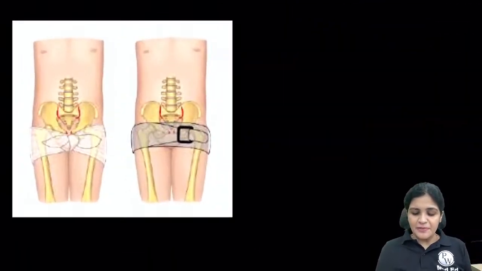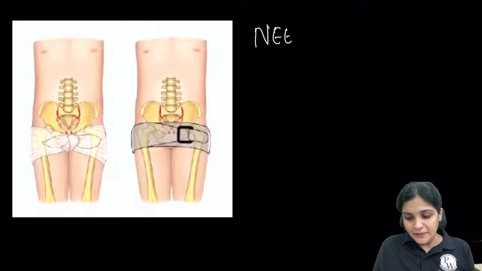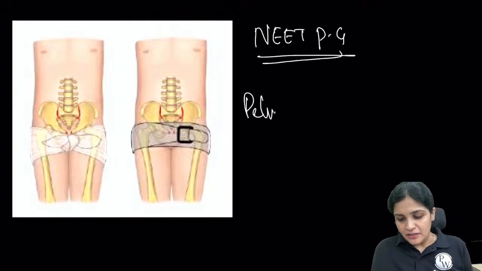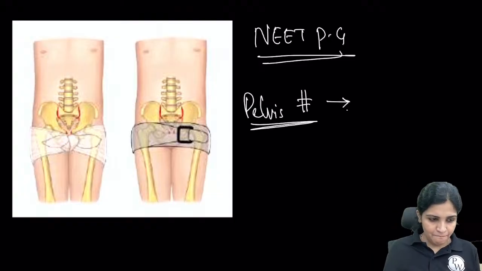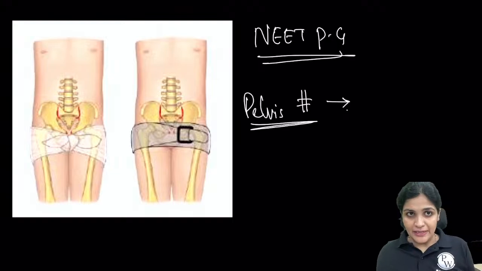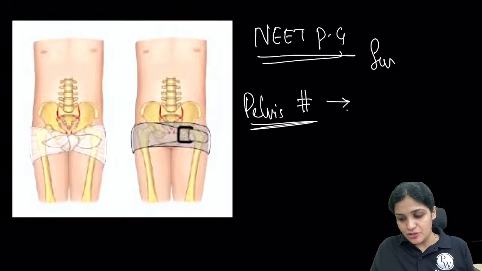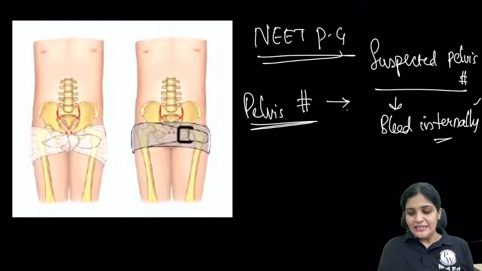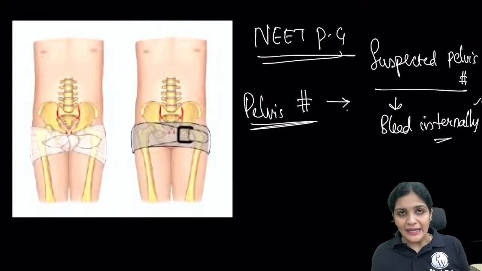And now, this has been asked in the exam. It is asked in the NEET PG. Whenever there is a pelvis fracture, what is the first step you do? You're suspecting a patient to have a pelvis fracture. What is the importance of pelvis fracture? Patient might bleed internally, right? There are various internal organs present, so there is a high chance of patient bleeding. What is this we are tying to the patient? What is this called?